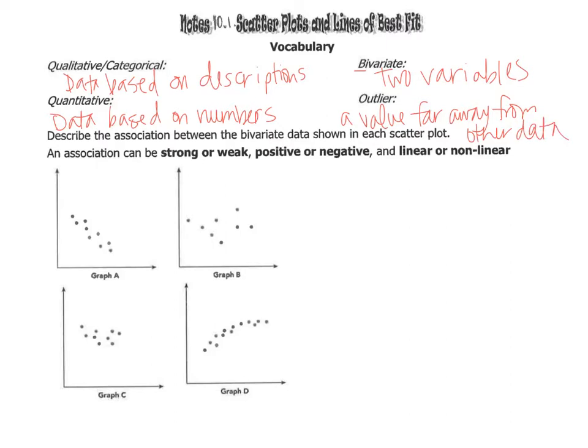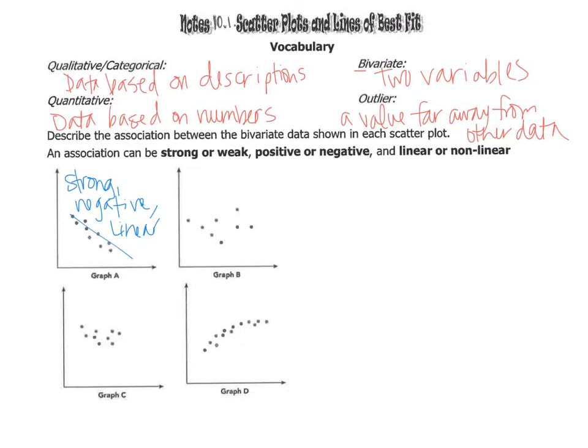So we're going to describe the association between the bivariate data shown in each scatter plot. So remember, bivariate just means that there's two things that are being compared. An association can be strong or weak, positive or negative, and linear or nonlinear. So if I look at graph A, it is strong. They're pretty grouped together. From left to right, is it positive or negative? Well, this one is negative because it's going down from left to right. And it's relatively linear. It'd be kind of easy to draw a line through there.